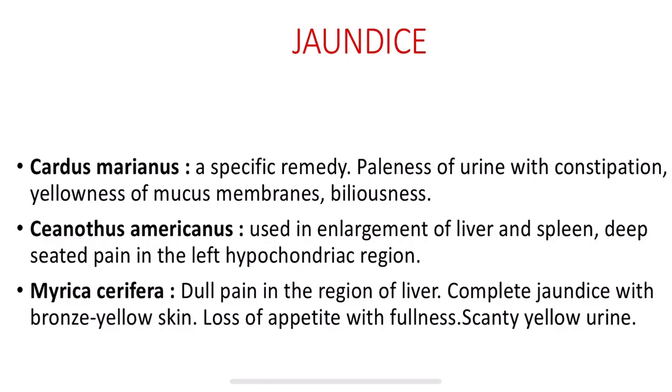Myrica cerifera. Myrica cerifera is used when there is a dull pain in the region of the liver. The complete jaundice occurs with a bronze yellow skin. From yellow, now it has become bronze yellow skin. There is loss of appetite with fullness of the stomach, and scanty yellow urine is passed.